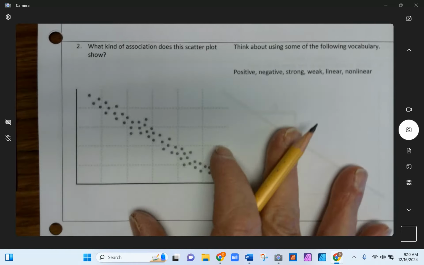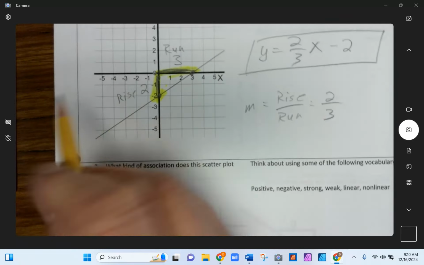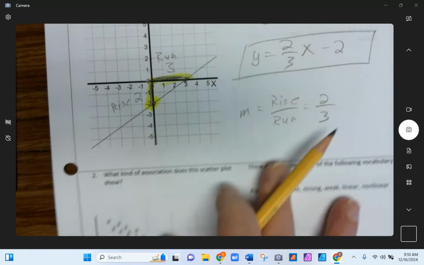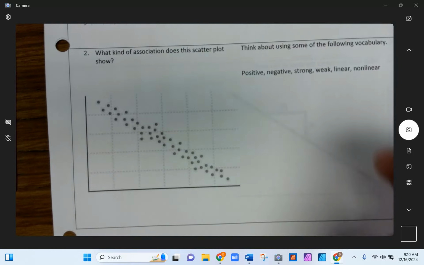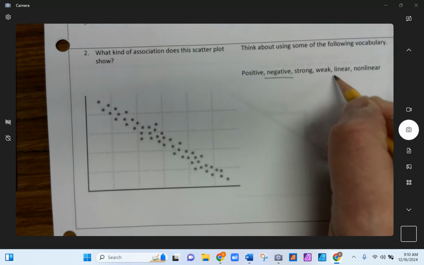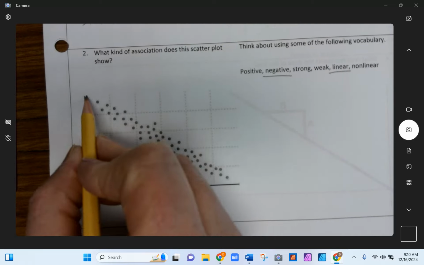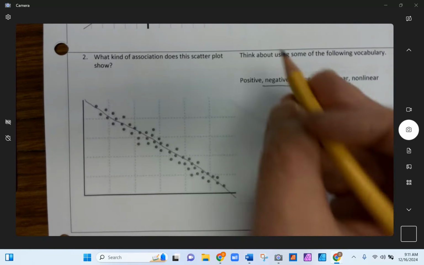Okay. So what kind of association does a scatter plot show? Think about the following vocabulary. So this one is positive because it's increasing. It's going up as you look from left to right. This one, as you look from left to right, is going down. So it's decreasing, so it is negative. It is linear because you could draw a line through the middle of that data. I would say it's probably pretty strong.